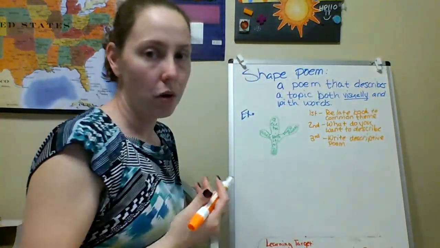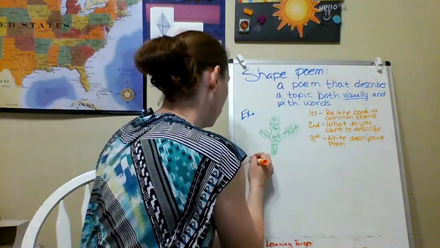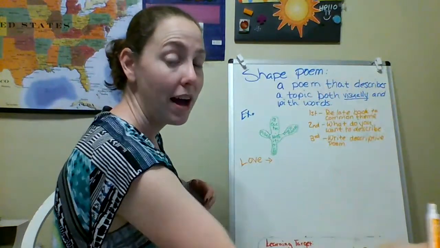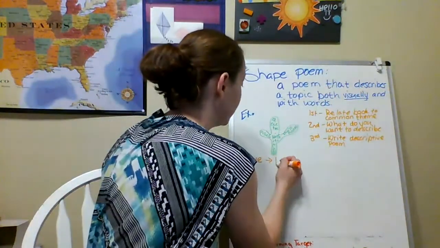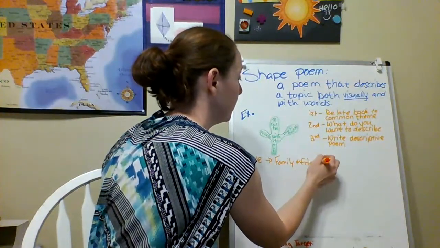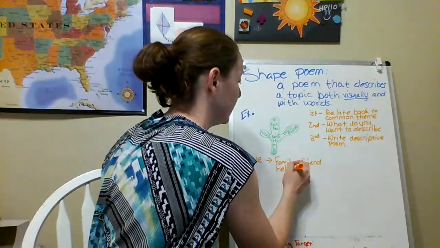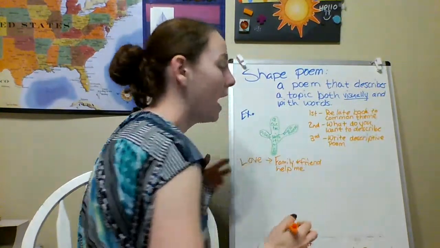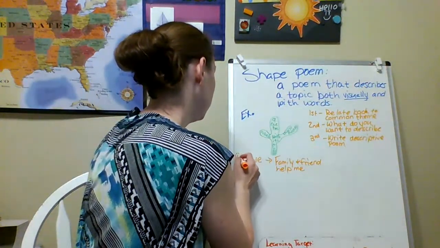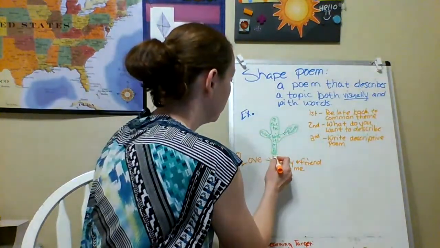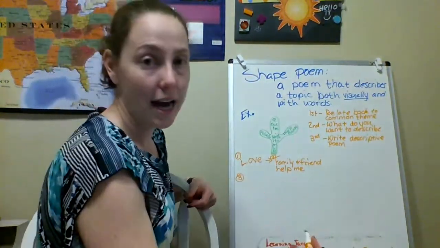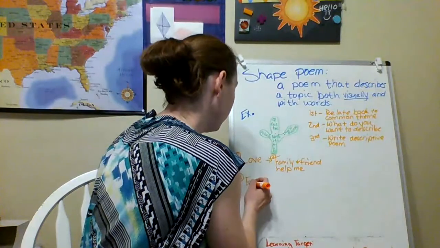Okay, so for example, if I was writing one about love, and I said what I wanted to pinpoint was how my family and friends help me. So I might say, family and friends help is my reasoning. My poem, so this is going to be step 1. So I'm going to number it 1. This is step 2. My step 3 is going to be my actual poem where I'm going to write it down. And I'll say family and friends.